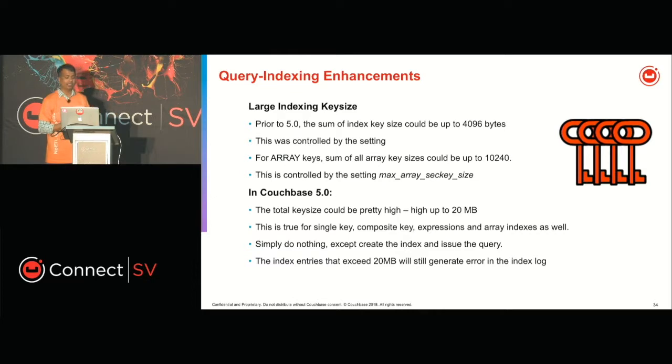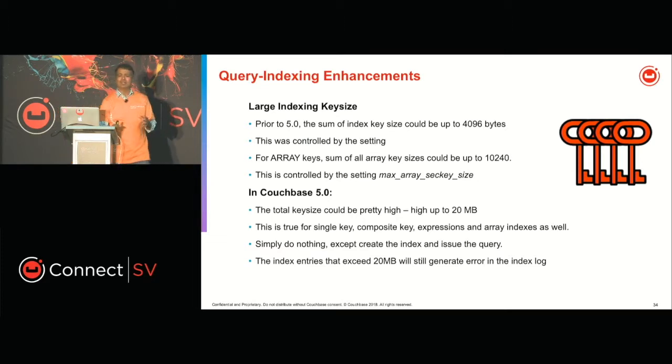Large index keys. As you develop your application, the size of the keys can grow as you add more indexes. We had a limitation before that the total number of bytes of all the keys could only be up to 4096. For array keys, it used to be 1024, basically 10K. In 5.0, we have just removed that restriction. Your index key size could be up to 20 megabytes.